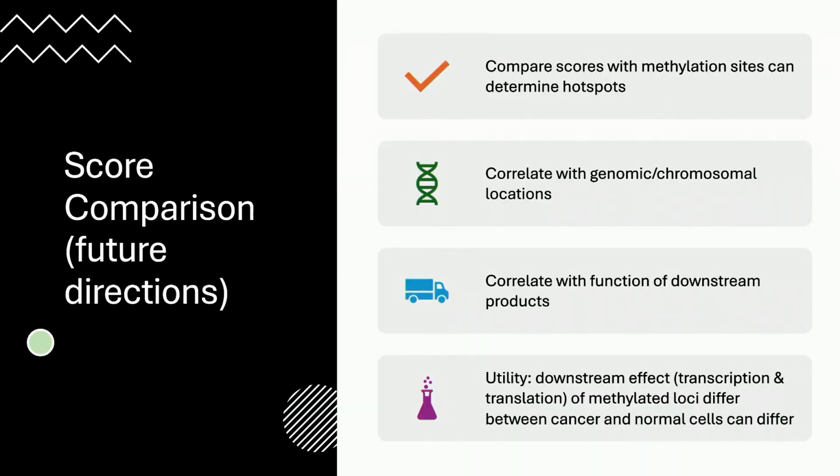And finally, the potential utility of our project, apart from the downstream effect, is to determine whether or not those loci in cancer patients differ not only within the patient in terms of different tissue sites, but also between patients within the same organ.